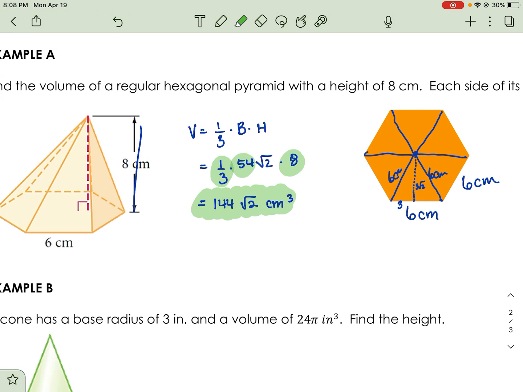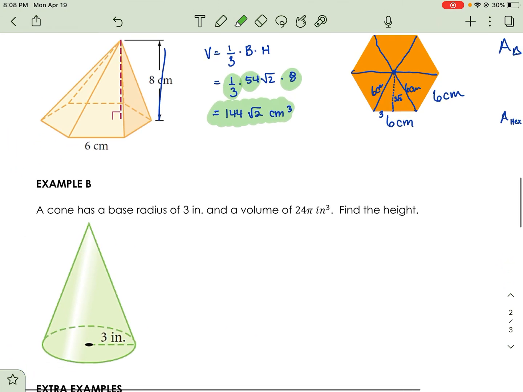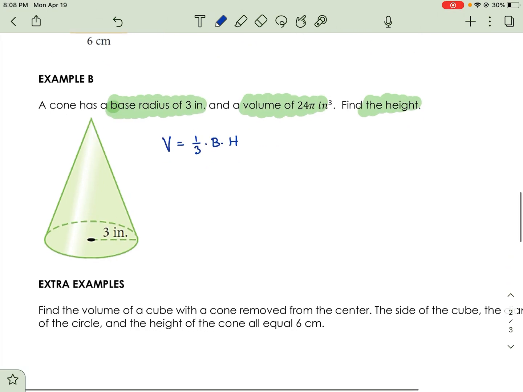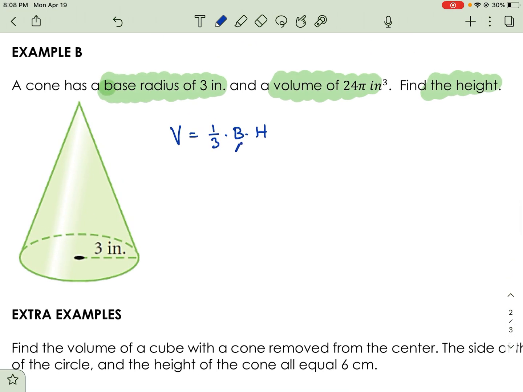And that is how you use the volume formula for a pyramid to find the volume of a pyramid. The next example takes a look at what happens when we know the volume of a cone. We know the radius of the base is 3 inches, and we want to find out the height of the cone. So again, take into consideration that we're using the formula volume equals 1/3 times the area of the base times the height. We know that the base of a cone is a circle.